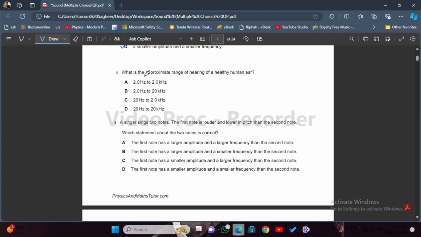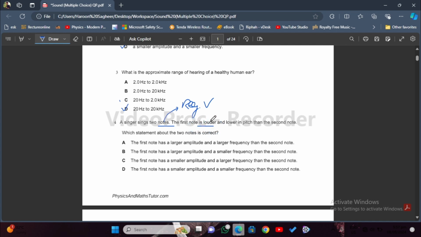What is the approximate range of hearing of a healthy human ear? By the way, I told you that already. So it is going to be 20 Hz to 20 kilohertz. Option D is correct. Right, a singer sings 2 notes. Notes are regular vibrations. I'm just going to write REG for regular and V for vibration. These are music and melodious sounds, whereas all the other irregular voices or sounds are just noise.